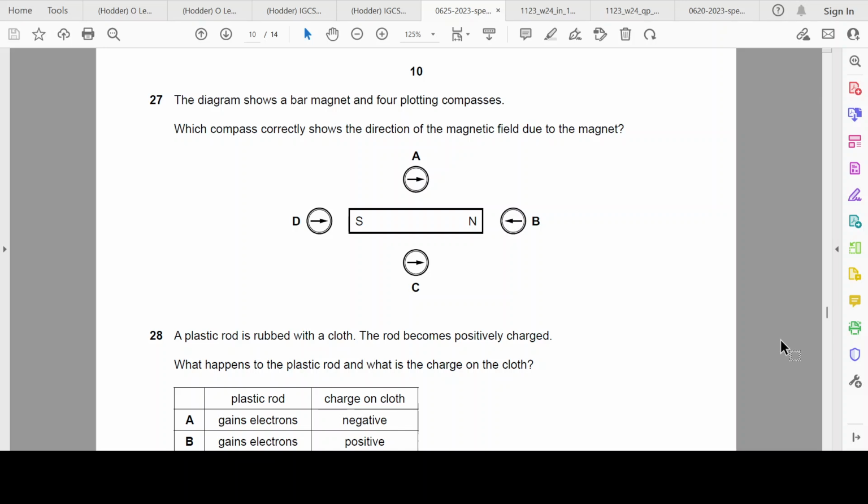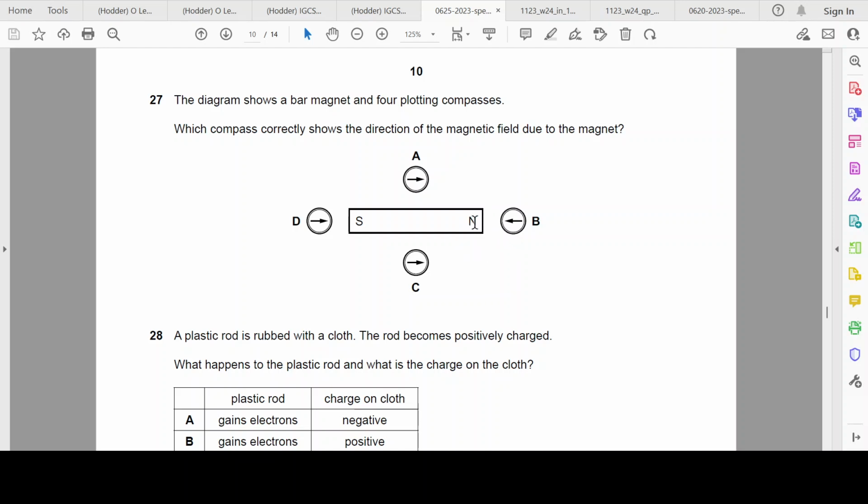Can you explain this question again? So there's a bar magnet, right? As you can see in the center, the north and the south poles are labeled. Now, if you remember, when you place a plotting compass, the plotting compass also has a small magnet inside it, and that magnet is attached to the needle, right? So what it does is it shows the direction of the magnetic field lines.